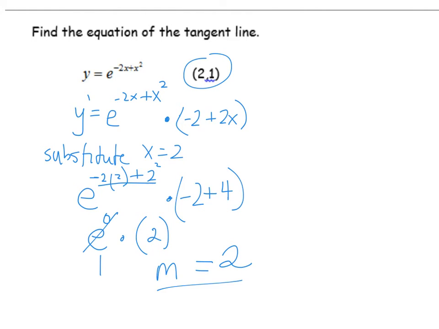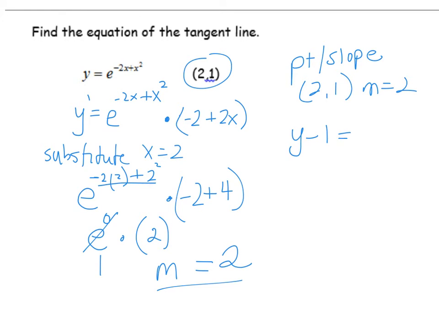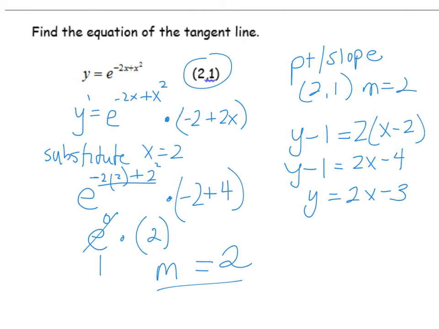My slope is 2. So using point slope form, I need a point, which is (2, 1), and a slope, which is 2, then I have y minus 1 equals 2 times (x minus 2). Now, if for some reason you need it in slope-intercept form, it's quite easy to do that by just moving it around algebraically. All right, moving on.